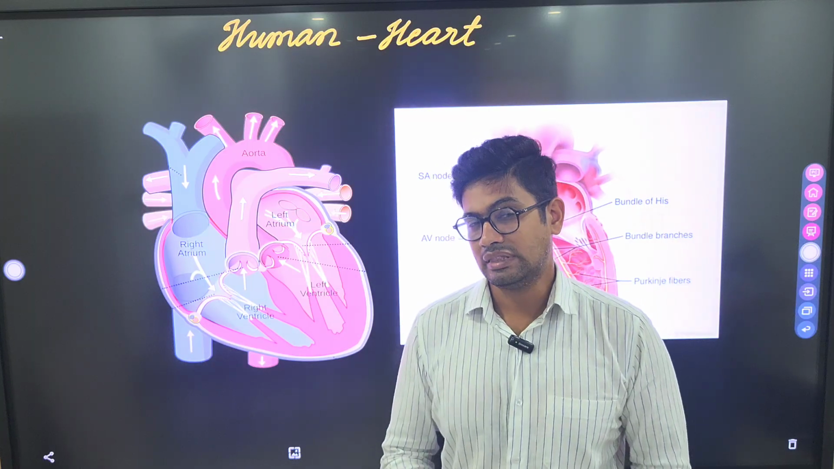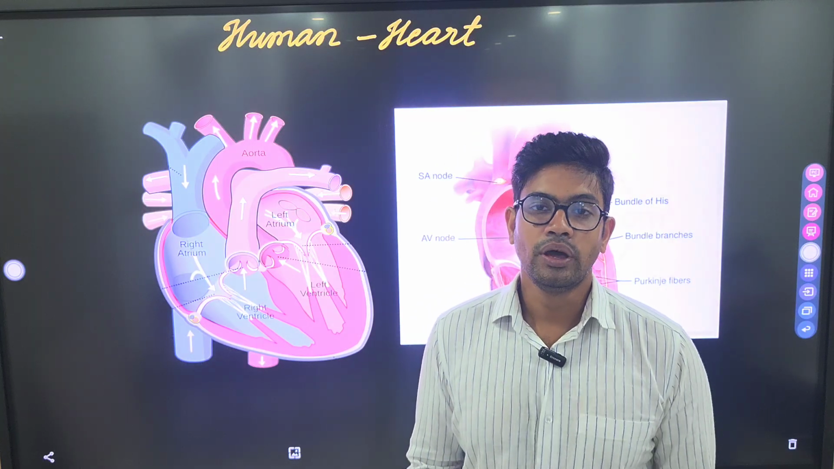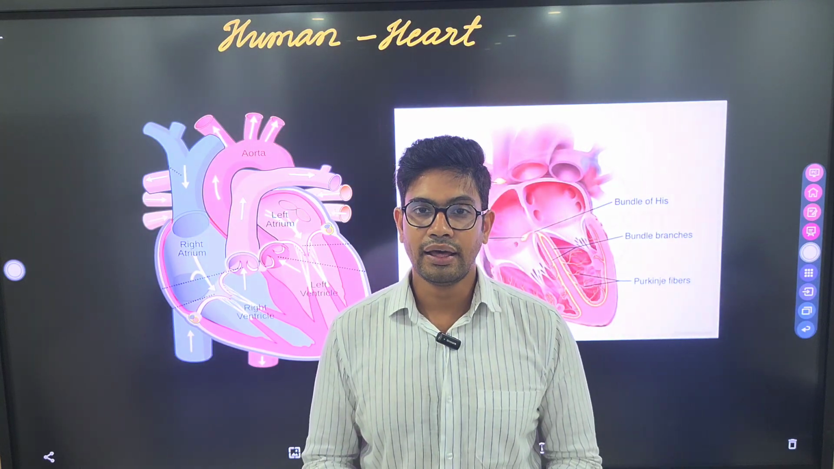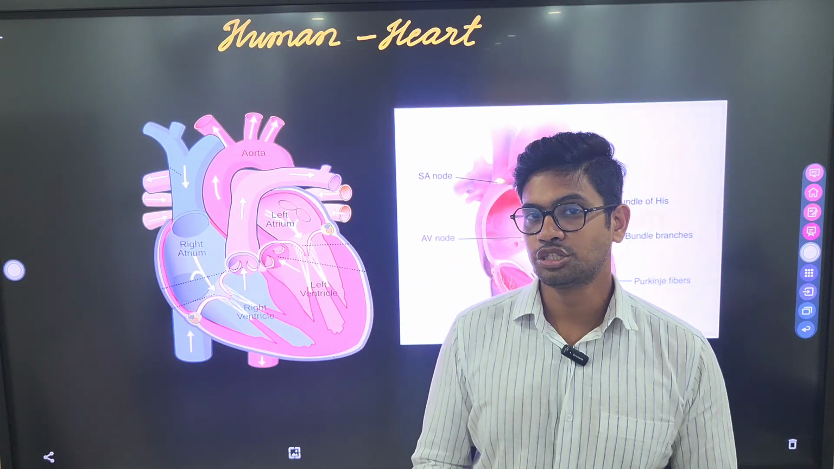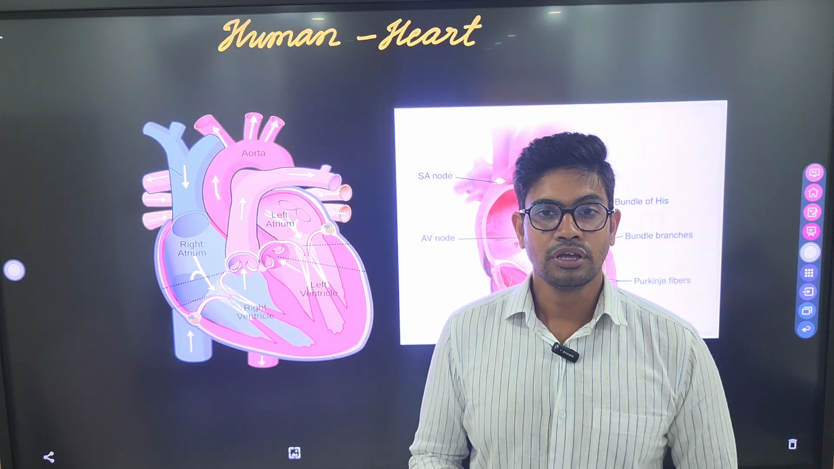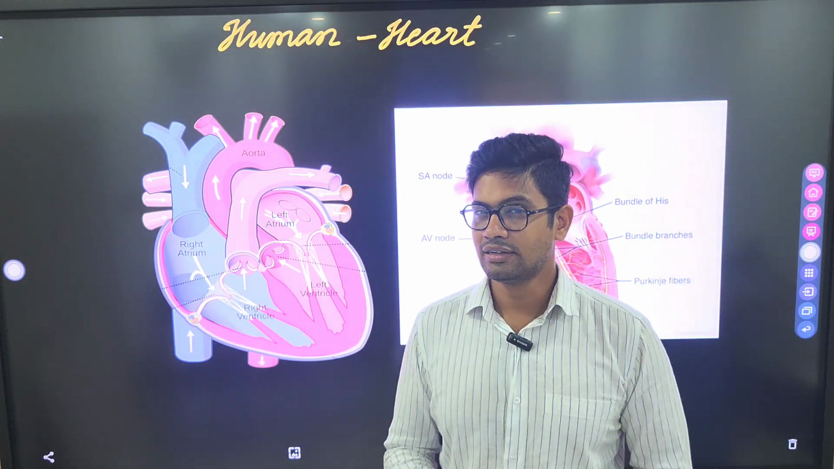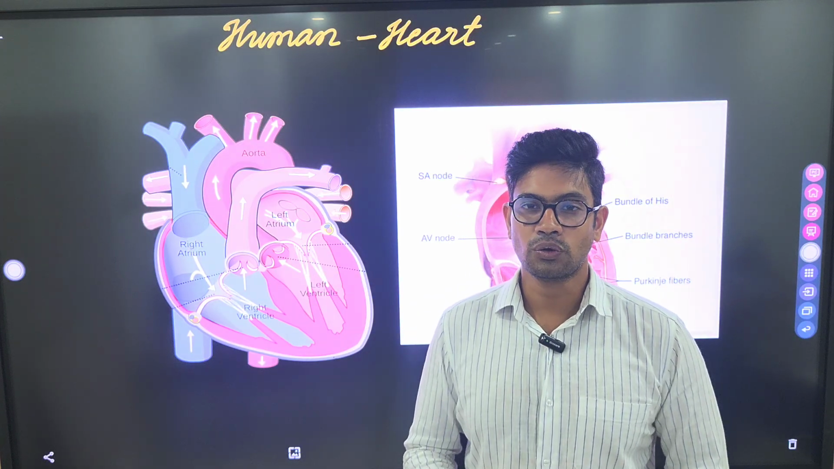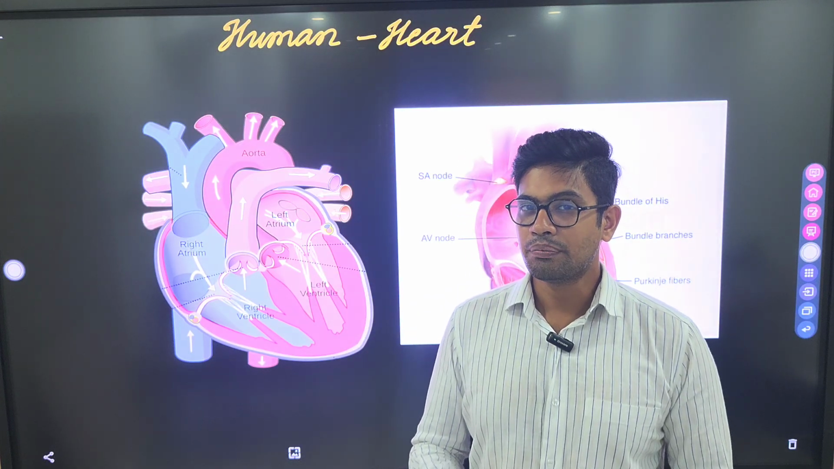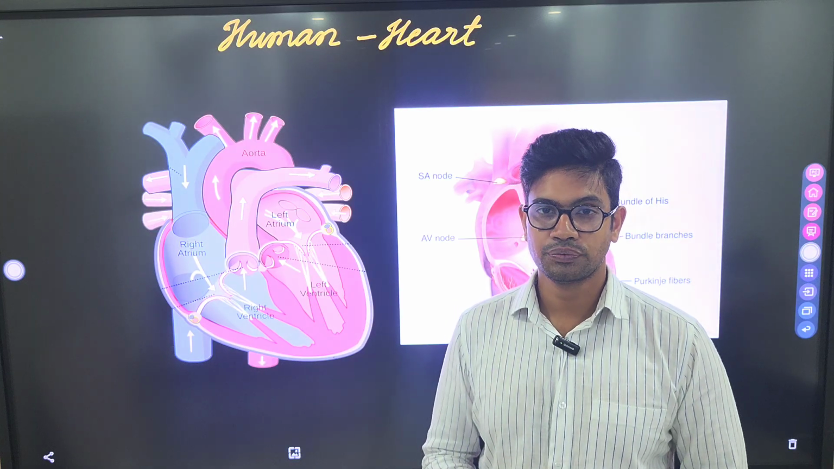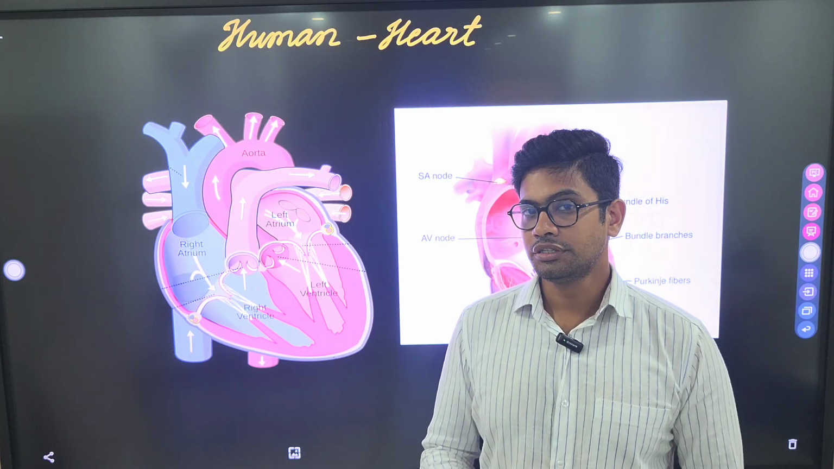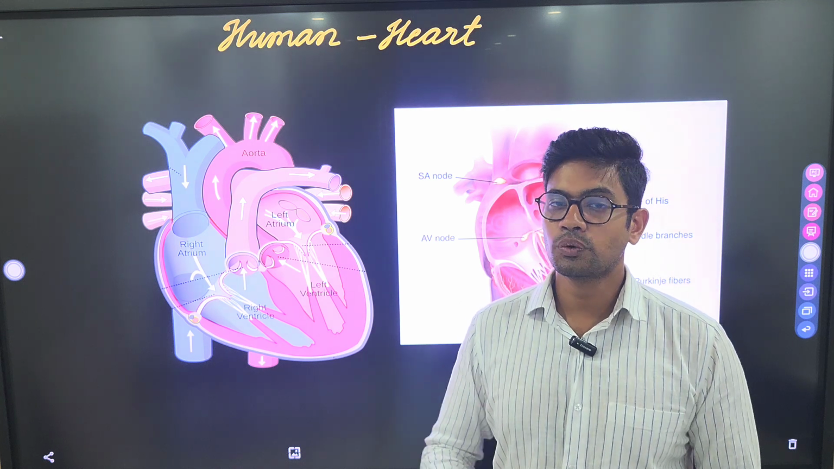Now let's talk about the size of the heart. Well, every person has a heart equivalent in size to a clenched fist. An adult heart is almost 5 inches long, 3.5 inches broad, and 2.5 inches from back to front. So this is a brief introduction of the heart.